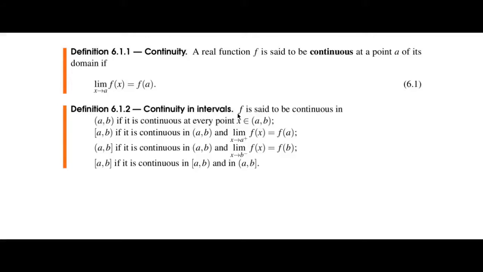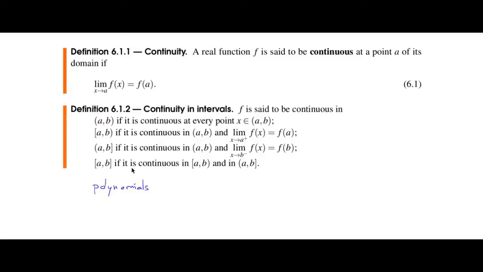So it could be that f is continuous in the open interval (a, b) if it's continuous for every point x in that interval. That equality, the limit when x goes to a of f(x) equals f(a), is valid for every point in this domain, and that's also true for all these different intervals.